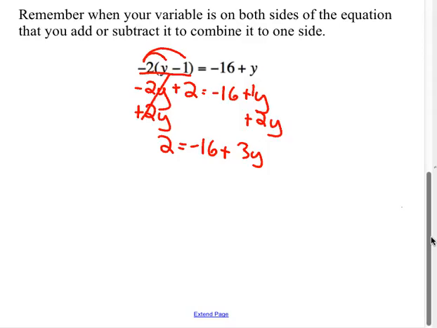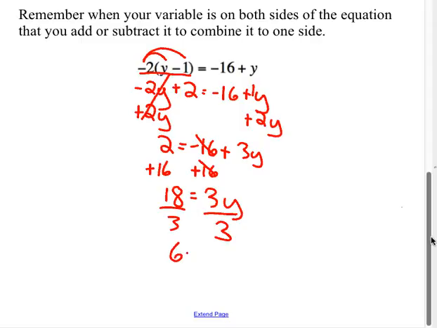Now I'm just back to that kind of two-step process that we did previously. I need to move this negative 16 away. And then I can divide by the 3 and get that y is 6. Okay. So again, not that much harder, but you do need to remember that you can also add or subtract the variable between the sides to combine it.